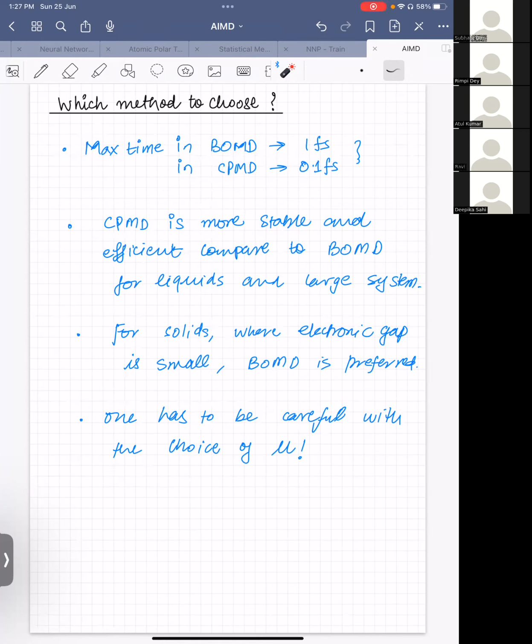And for the same time step, 10 atomic units in CPMD, the conservation is around 10 to the power minus 7 atomic unit per picosecond. So it is 1 order less. And the time taken is only 1600 seconds.